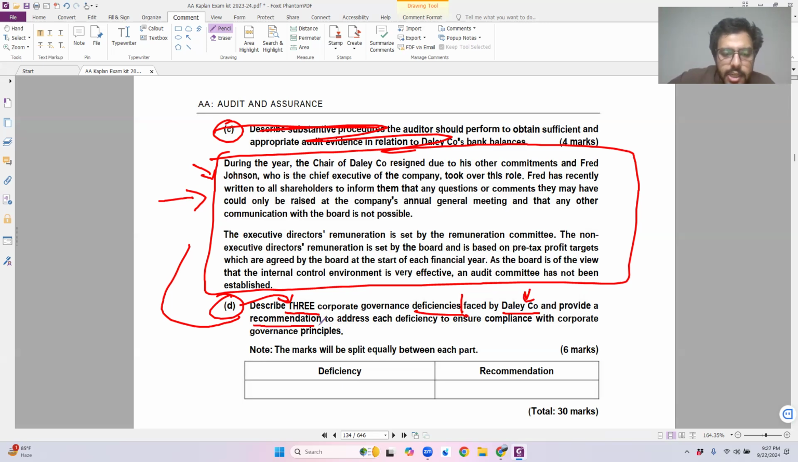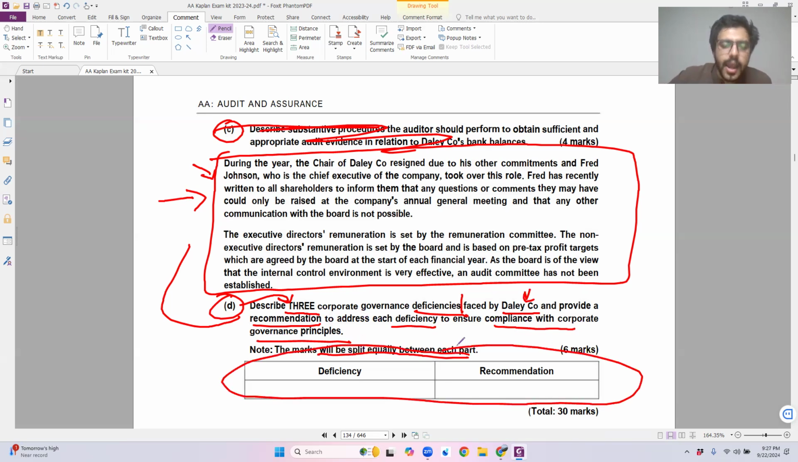And provide a recommendation. Again, the examiner is saying that we also have to provide a recommendation to address each deficiency to ensure compliance with corporate governance principles. This means that the company can follow the CCG, the Code of Corporate Governance. The examiner has told us to solve the answer using this format, which I taught you in the previous lecture, and this is the same format that we are going to use. Now remember, I have told you every single deficiency that you identify will be worth 2 marks, because you will be providing a deficiency and then a recommendation against it.